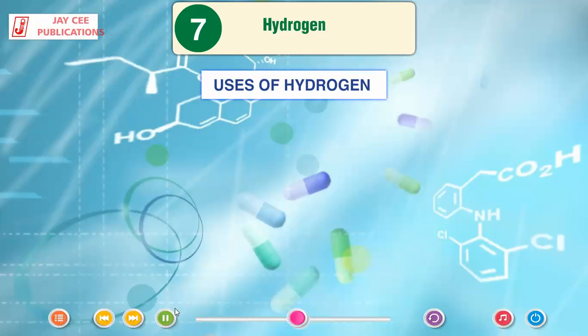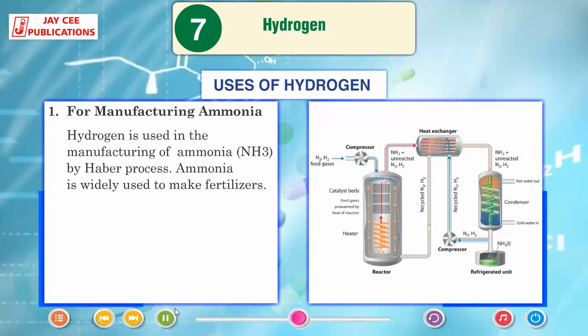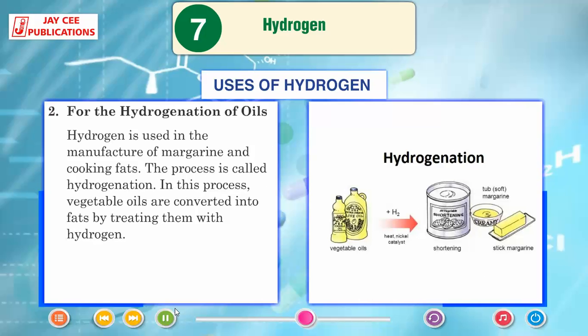Uses of hydrogen. For manufacturing ammonia. Hydrogen is used in the manufacturing of ammonia NH3 by Haber process. Ammonia is widely used to make fertilizers. For the hydrogenation of oils. Hydrogen is used in the manufacture of margarine and cooking fats. The process is called hydrogenation. In this process, vegetable oils are converted into fats by treating them with hydrogen.